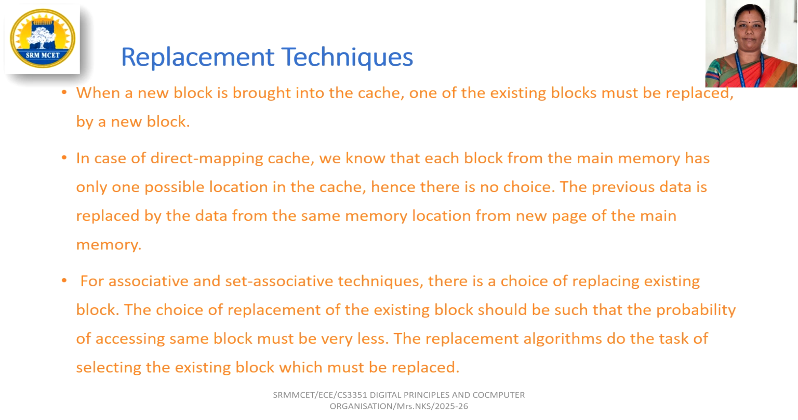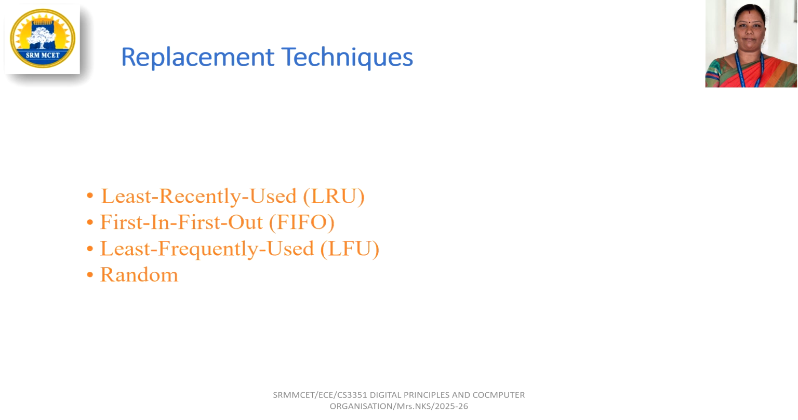For associative and set associative techniques, there is a choice of replacing an existing block. The choice should be such that the chance of accessing the replaced block again is very low. So there should be a replacement algorithm to do this task of selecting which block has to be replaced. The four most commonly used replacement algorithms are least recently used, LRU, first in first out, FIFO, least frequently used, LFU, and random.